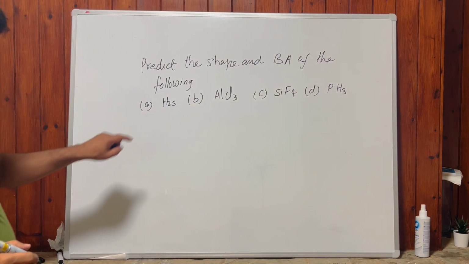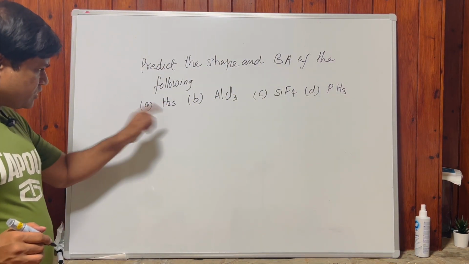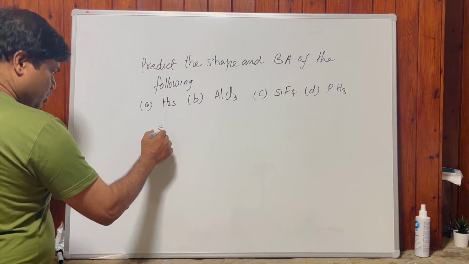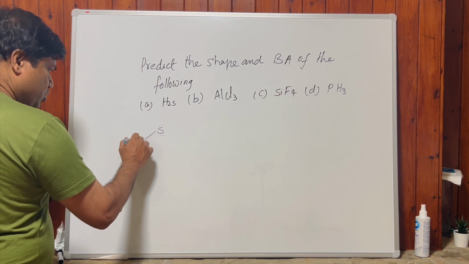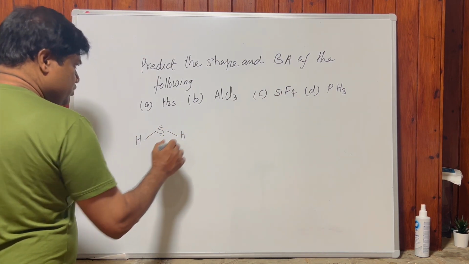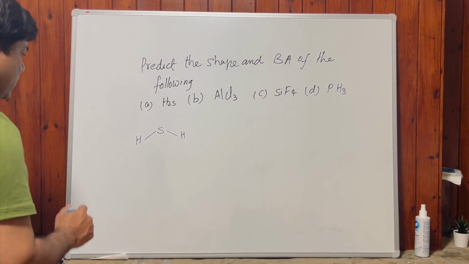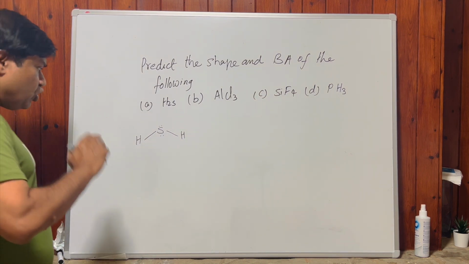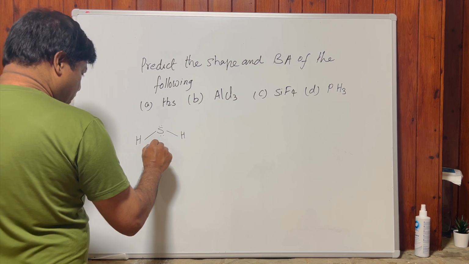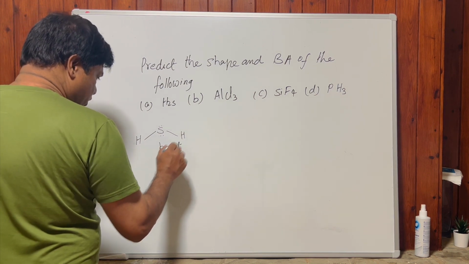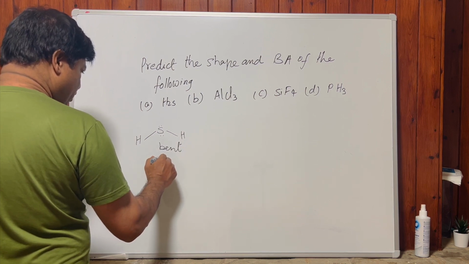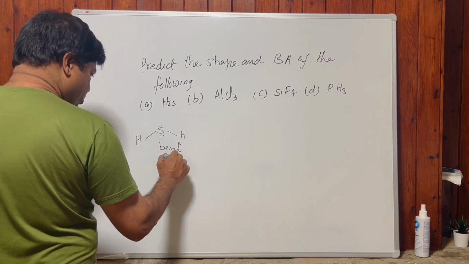For H2S, the central atom is from group 6, sulfur, having 2 lone pairs of electrons and 2 bonded pairs of electrons. So what's the shape and bond angle? When it has 2 bonded pairs of electrons and 2 lone pairs, it is bent, V shape, non-linear, 104.5.